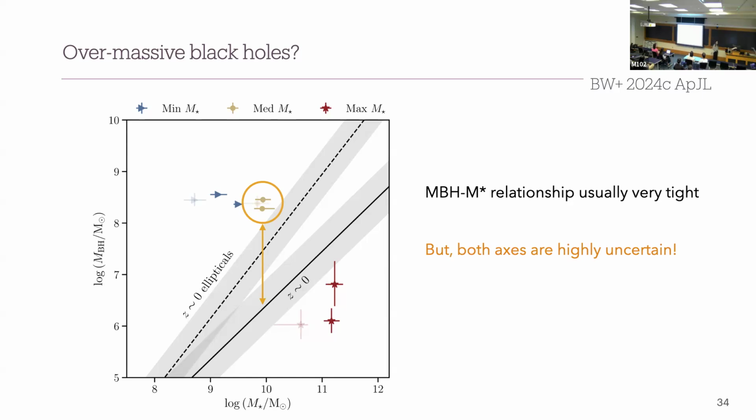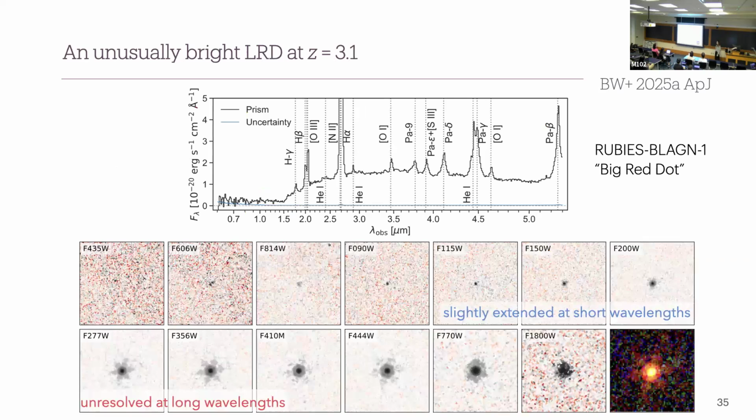However, I have to say that both axes are highly uncertain. We get the black hole mass assuming the 20-year-old scaling relations from H alpha. This only works in the local universe. There's no reason to think that they still work at redshift 6 or 7. And decomposing the stellar and the AGN light is also very challenging. So take it with a grain of salt. But there are some papers trying to say we are seeing overmassive black holes.